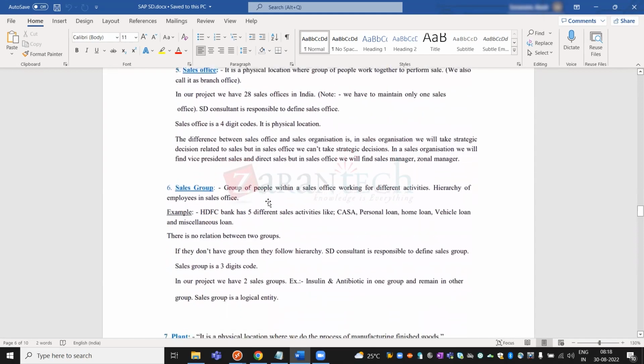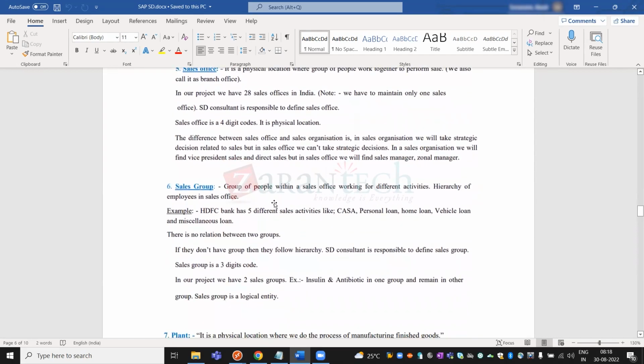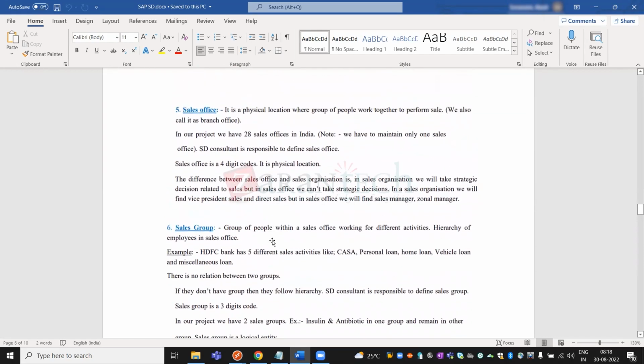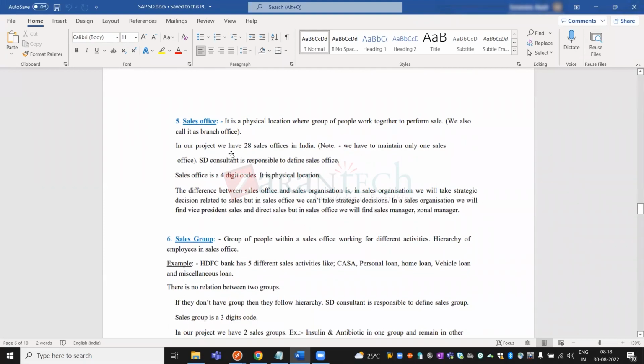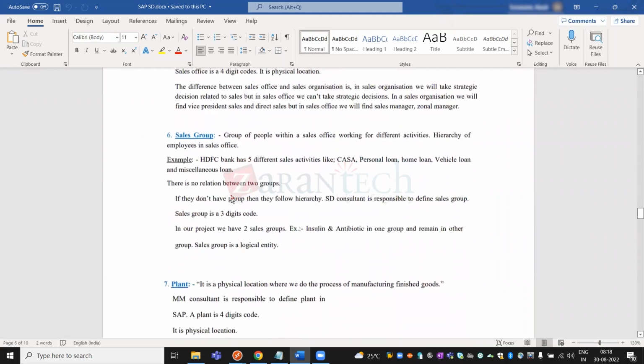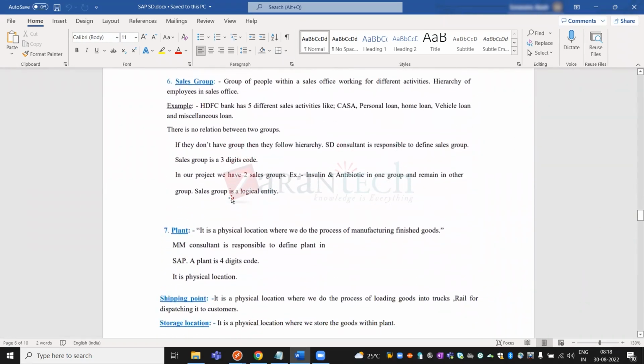Now the sales group means certain people who work in the sales office. That group of people working in the sales office is called the sales group, responsible for sales or any other purposes. It is a 3-digit code.